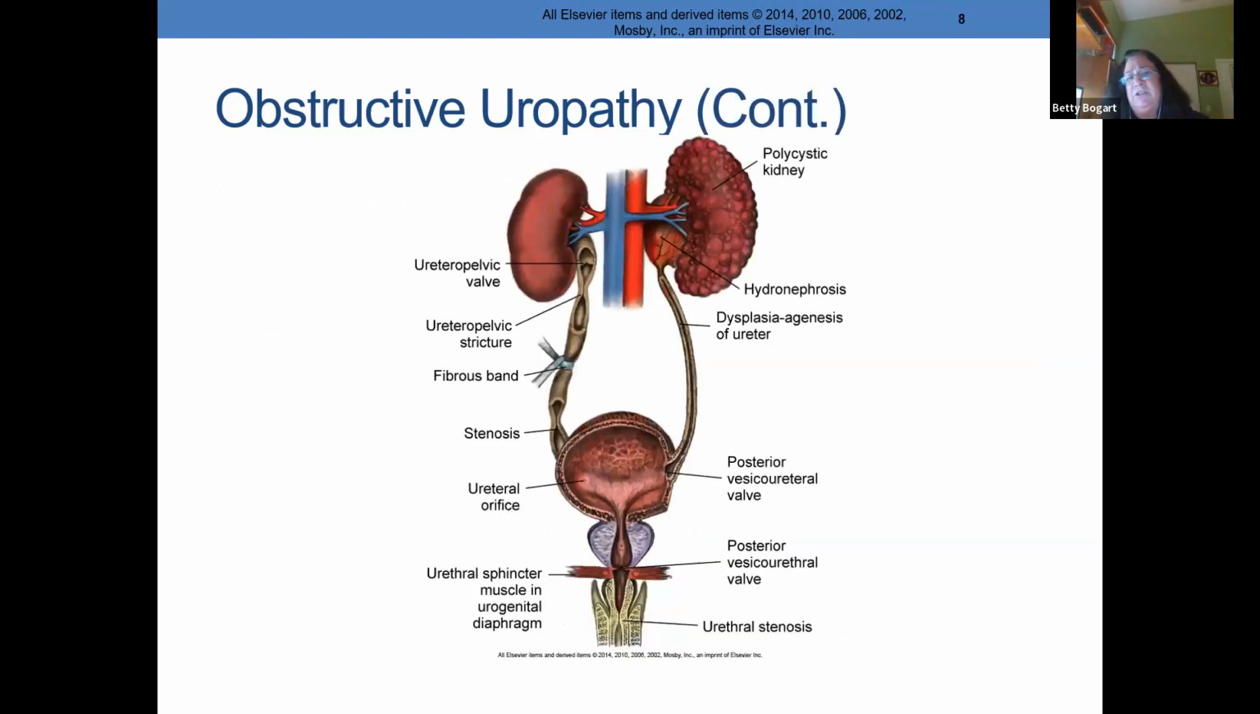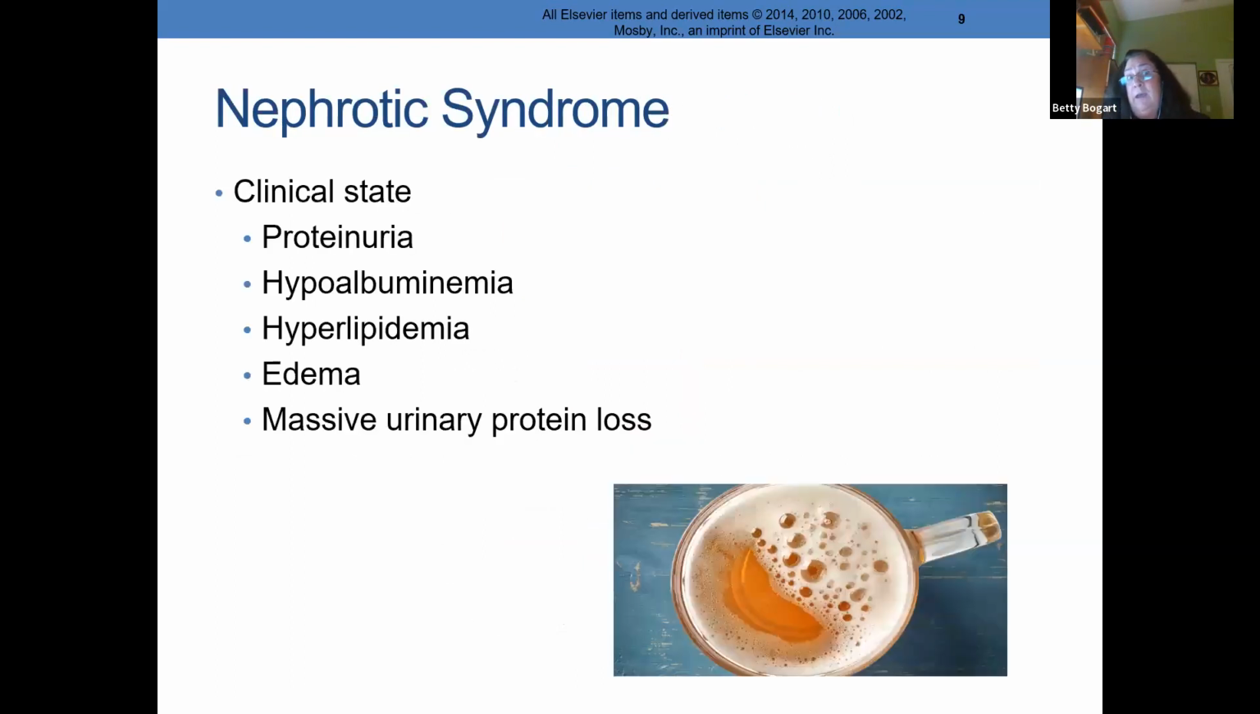And that's a picture just like your book to look at. Just know that there's a vesicle and there are the ureters and the kidneys. And the one thing we worry about with kidneys is that they can't get the urine down, so we go to hydronephrosis, which could damage and kill your kidney. Now, one of the things that children can get is something called nephrotic syndrome.